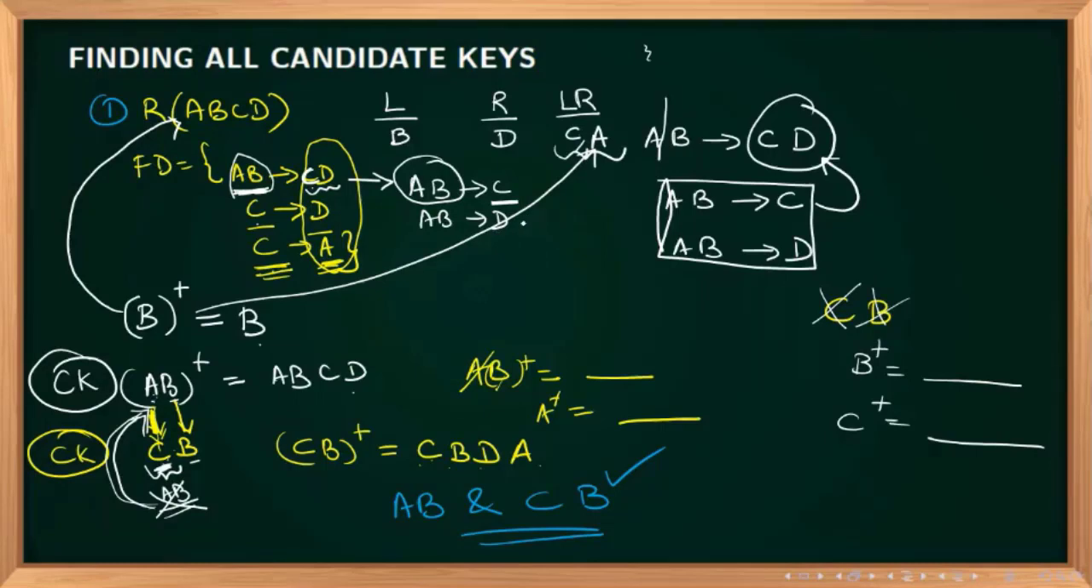Okay, I will elaborate. Thank you, Archana. So what she is telling is that if an attribute is present only in the left side, definitely it will be a part of all the candidate keys. If an attribute is present only in the right side, definitely it will not be a part of any of the candidate keys. If an attribute is present in both the left side and right side of the functional dependencies, it may or may not be a part of a candidate key.